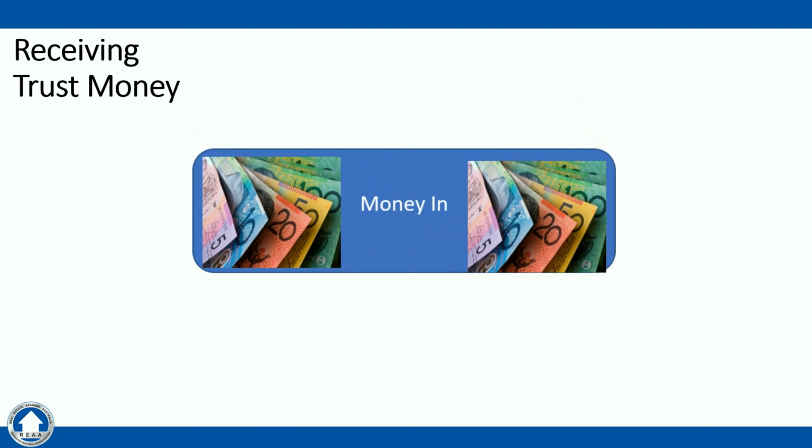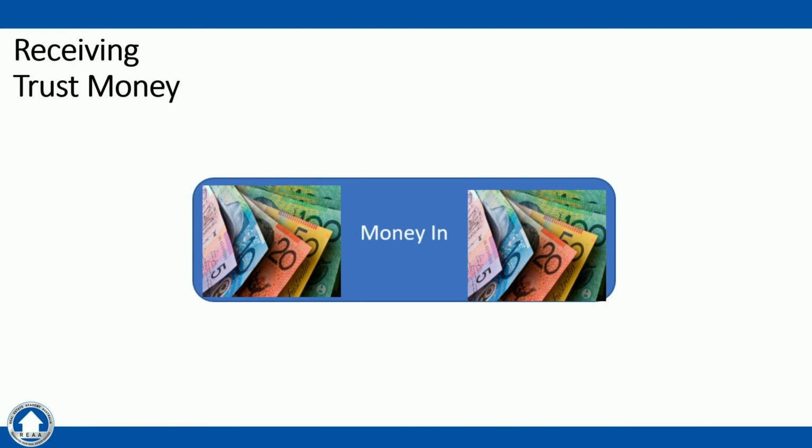The first step of the trust accounting process is for the money to be paid into the trust account. These payments can be in the form of cash, EFT, direct transfers or deposits, and cheques. These are all valid payment methods and may be used to deposit money into the trust account.